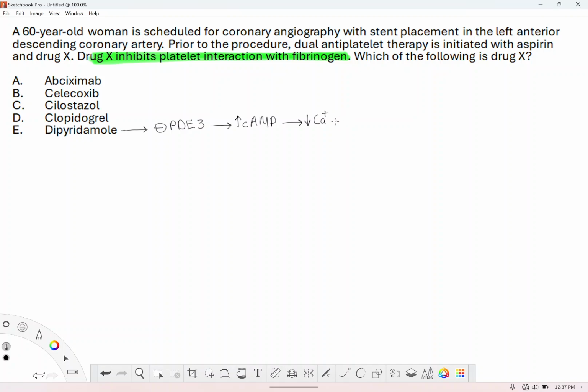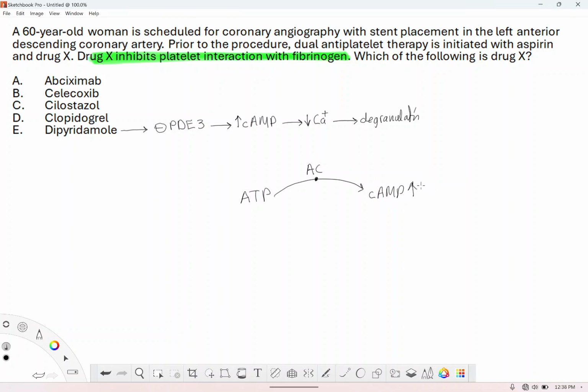But calcium is required for degranulation of platelets. So if you inhibit phosphodiesterase, I'm going to tell you quickly and then I'll erase it. Look, phosphodiesterase is an enzyme. So when you take, let's say, ATP, ATP is converted to cyclic AMP by adenylate cyclase. AC, adenylate cyclase is an enzyme that converts ATP to cyclic AMP.